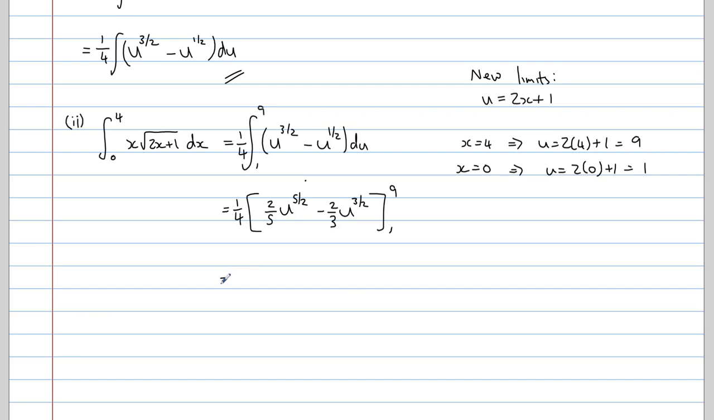Next we have to substitute in our limits, which gives us 1/4 of 2/5 multiplied by 9 to the 5 over 2 minus 2/3 of 9 to the 3 over 2, minus 1/4 of 2/5 multiplied by 1 to the 5 over 2 minus 2/3 of 1 to the power 3 over 2.